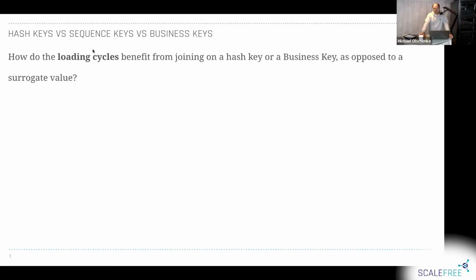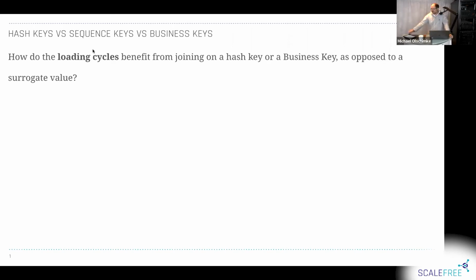And let's come back to this question here. So nobody wants these sequences anymore because of the loading cycle problem, which comes next. So what's the benefit of using either hash keys or business keys over sequences? And it's true. From a loading perspective, you can use hash keys and business keys, but remember, business keys might be a problem on a traditional database. But what about the sequences?